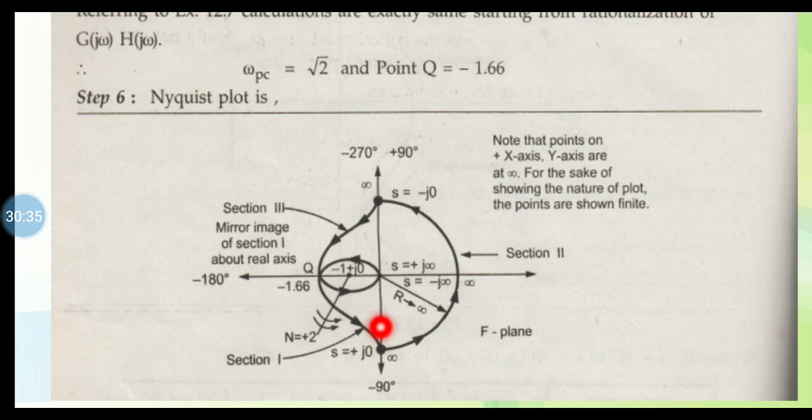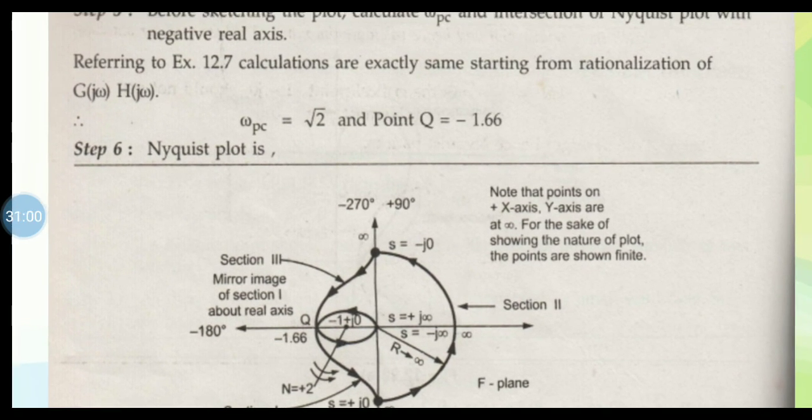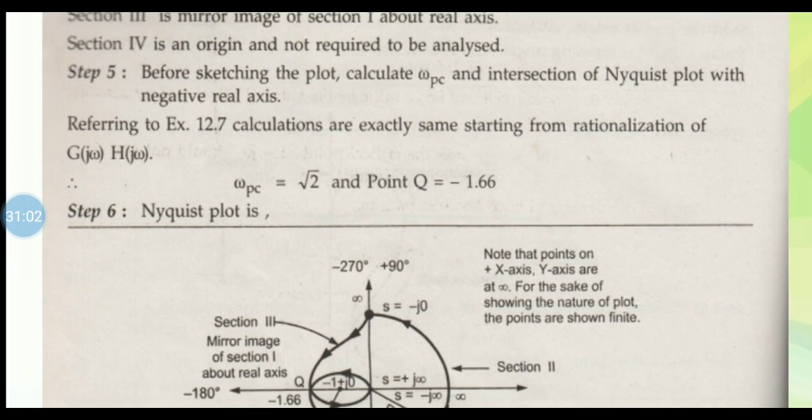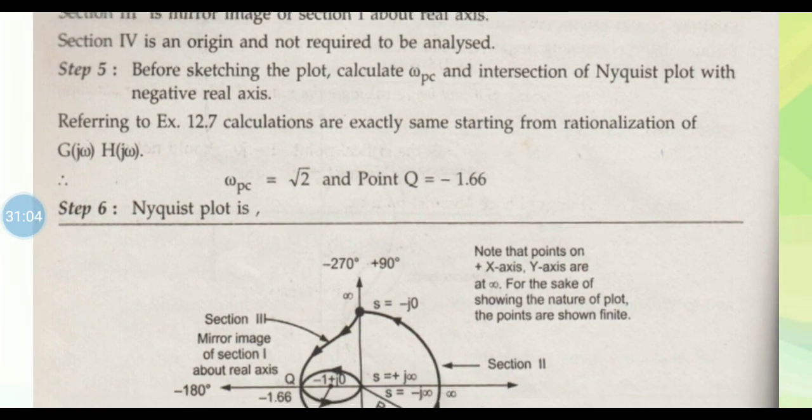Section 3 is the mirror image of this. Mirror image means this part's mirror image will come here, then this part's mirror image will come here. So this represents the mirror image of section 1. See section 1 and section 3, they are mirror images of each other. Then section 4 is the origin and not required.